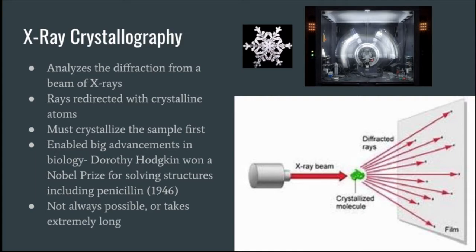and other properties. The only thing with this type of method is that it requires a sample to be crystalline first, which isn't always possible and can be very difficult to acquire. This type of crystallography enabled big advancements in biology, such as when Dorothy Hodgkin won a Nobel Prize for solving structures like penicillin, and the structure of DNA was also revealed using this method. So this method is not always possible due to the fact that we can't always get a crystalline sample, and it also takes extremely long.